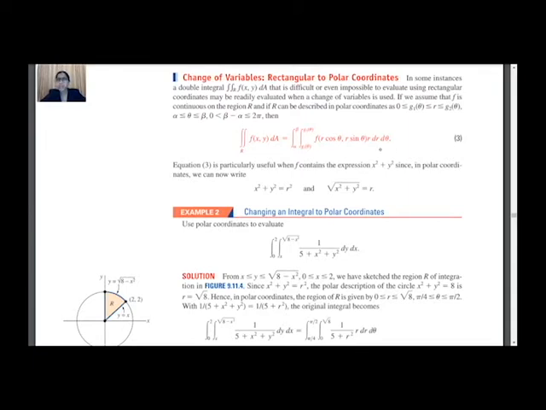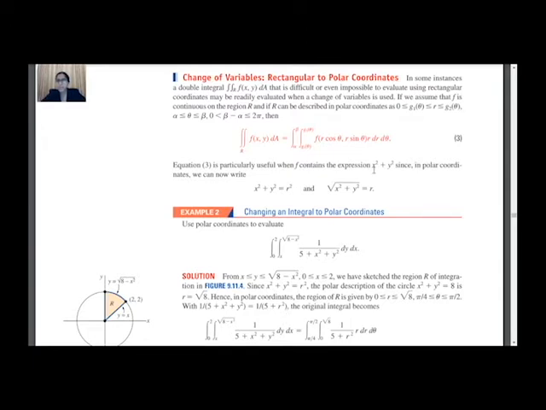That is, the double integral over R of f of x y dA will be nothing but the integral from alpha to beta, integral from g1 of theta to g2 of theta, of f of, instead of x and y, r cos theta and r sin theta, times, instead of dA, r dr d theta.